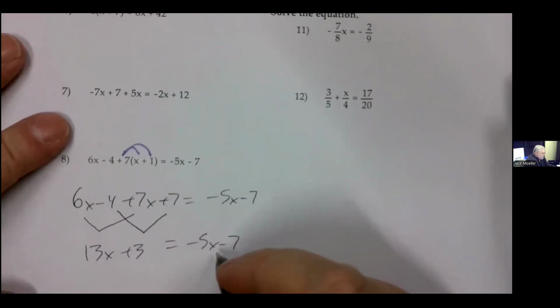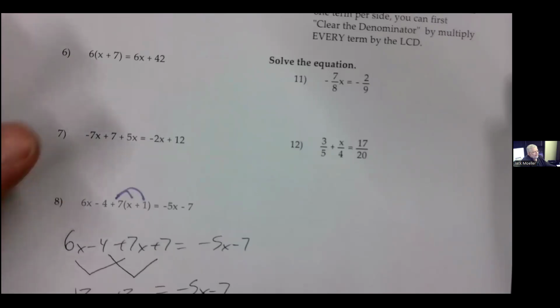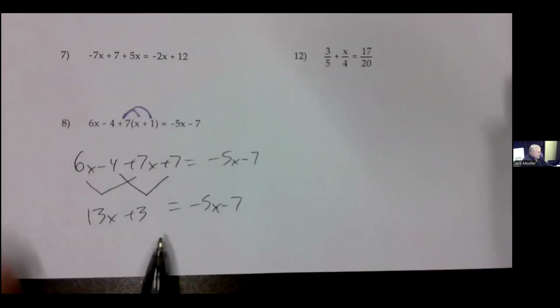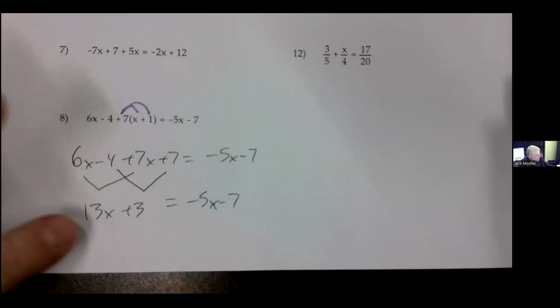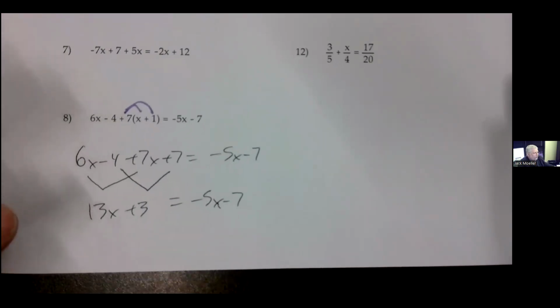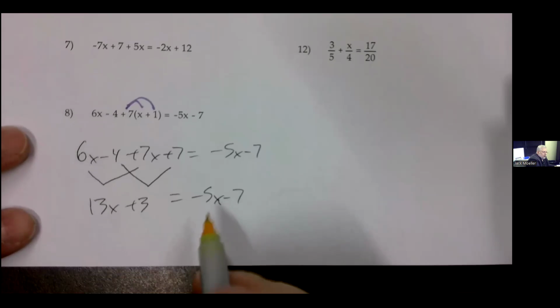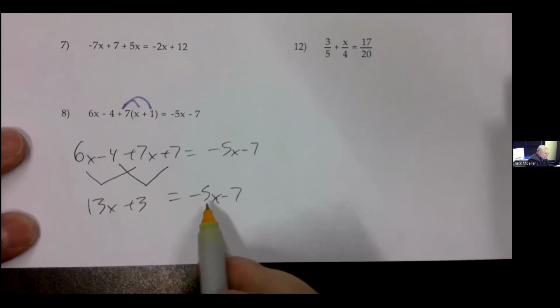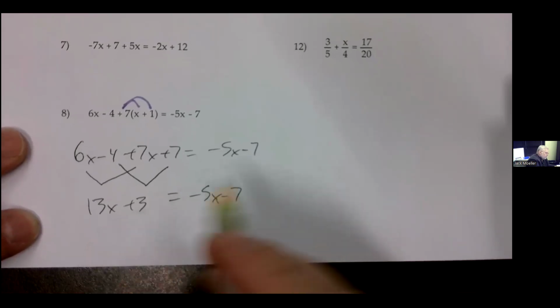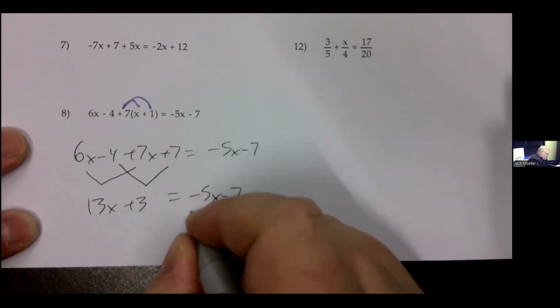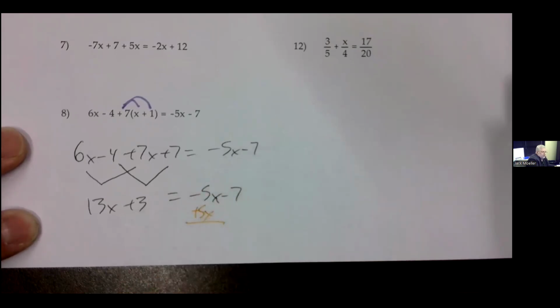Now, no matter how messy these start, in the end, you're going to get back to something like this. You've got variables on both sides, coefficients on both sides. You're going to have to solve this type of equation over and over again. Let's get the variable to the left. So if I want the variable on the left, that means I need to move the minus 5x over. Opposite of subtracting 5x is adding 5x. That's what makes that go to 0.